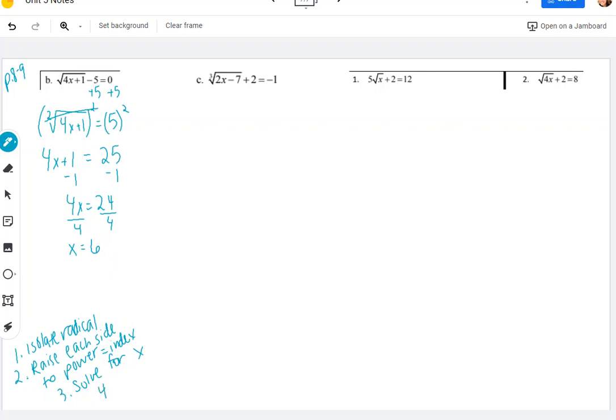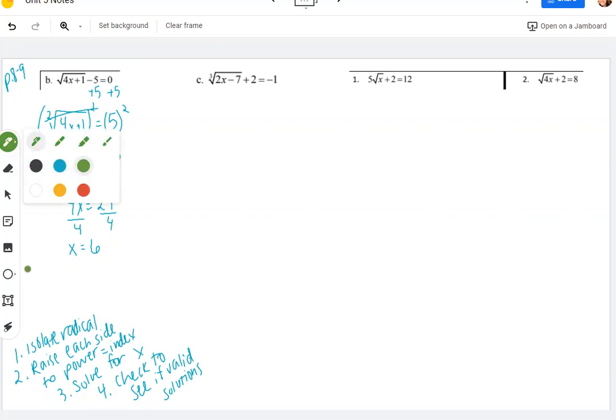So the last thing we want to do with these is check to see if it's a valid answer, because some of these solutions could be what we call extraneous. When we square each side, sometimes that will lead to a solution that's not actually correct. So to check it, we are just going to plug it back into our original equation.